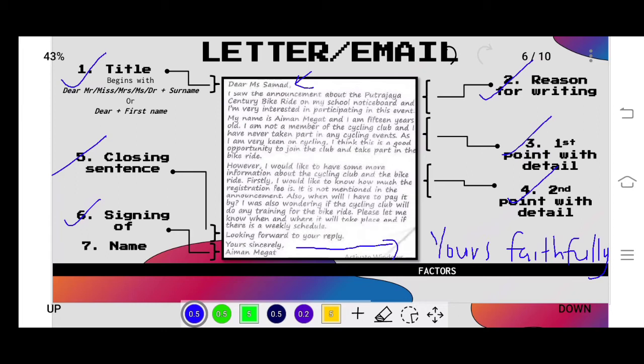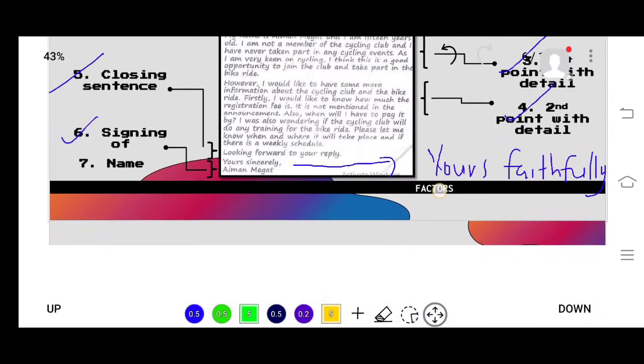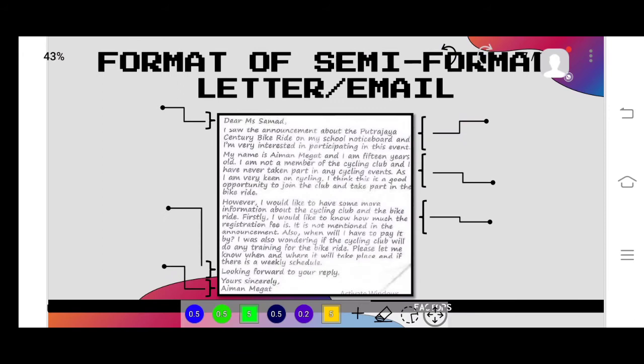Okay, the last one is number 7. So, what is number 7? Number 7 is the name. After you put the signing off, you put your name below it. Okay, understand? All right. So this is the format of a semi-formal letter.